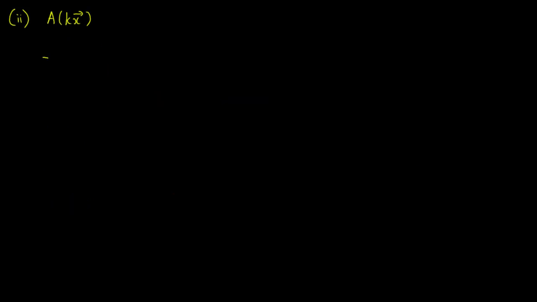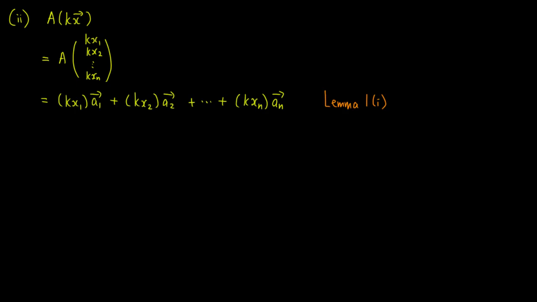For the second point, A times (k times x) equals A times the column vector (k times x1, k times x2, up to k times xn). Using the first point of the first lemma, this equals (k times x1) times a1 plus (k times x2) times a2 plus all the way to (k times xn) times an. Using properties of scalar multiplication, we can change the positions of the brackets to get k times (x1 times a1) plus k times (x2 times a2) plus all the way to k times (xn times an).